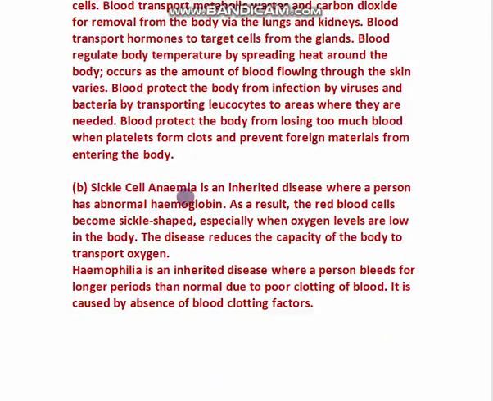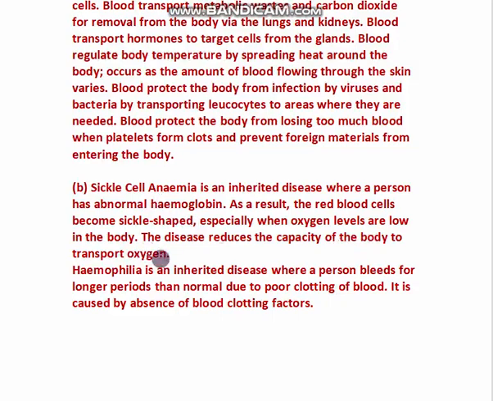Sickle cell anemia is an inherited disease where a person has abnormal hemoglobin. As a result, the red blood cells become sickle-shaped, especially when oxygen levels are low in the body. The disease reduces the capacity of the body to transport oxygen. So this is sickle cell anemia as a blood disorder.